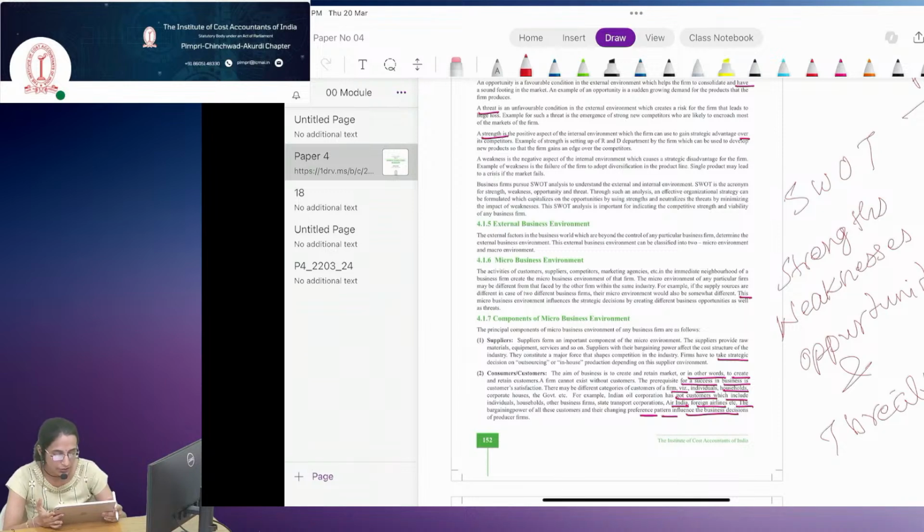External business environment. External factors in the business world which are beyond the control of any particular firm determine the external business environment. This external business environment can be classified into micro environment and macro environment. Micro and macro. We saw what micro means for individual household, individual organization. Macro means what? For the whole nation or the whole world in larger terms. National income, national employment, these are macro terms, right?